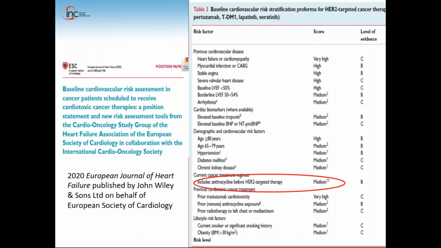I brought maybe the latest available published data to support our discussion. This document from the European Journal of Heart Failure, from the Cardio-Oncology Study Group of the Heart Failure Association of the European Society of Cardiology in collaboration with the International Cardio-Oncology Society, shows us how to stratify patients before HER2 targeted therapies. And this patient should be included as a medium risk patient, based on the fact that she had anthracycline before HER2 targeted therapy.